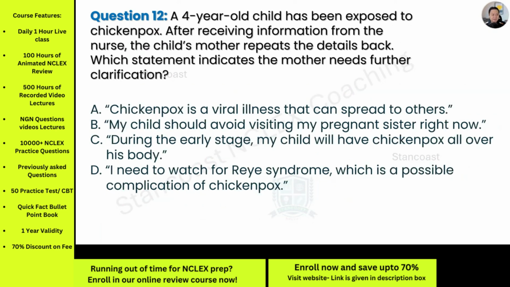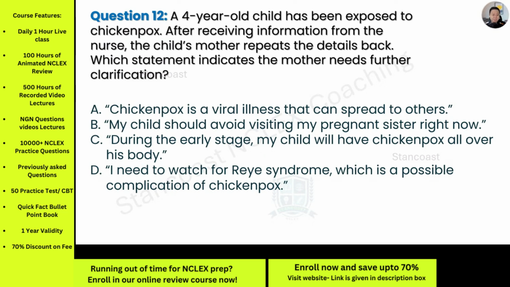Number 12. A 4-year-old child has been exposed to chickenpox. After receiving information from the nurse, the child's mother repeats the details back. Which statement indicates the mother needs further clarification? A. Chickenpox is a viral illness that can spread to others. B. My child should avoid visiting my pregnant sister right now. C. During the early stage, my child will have chickenpox all over his body. And D. I need to watch for Reye's syndrome, which is a possible complication of chickenpox. Take note, we are going to look for that statement that will require further clarification.